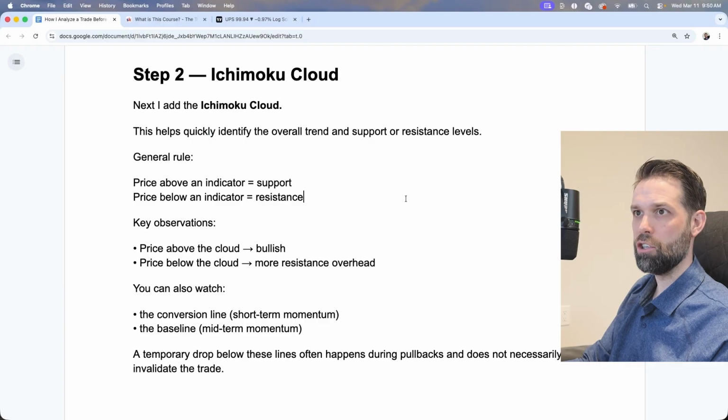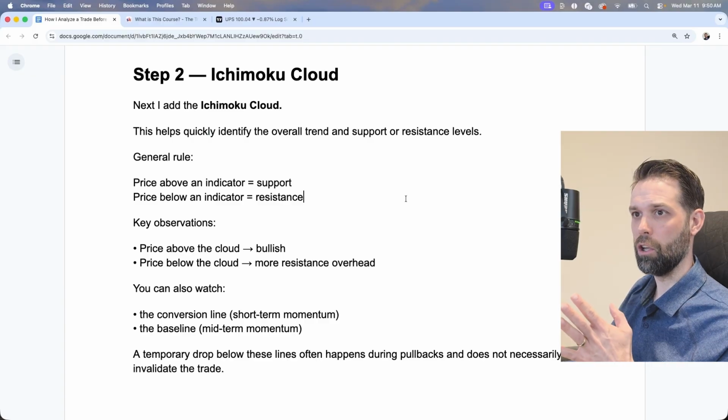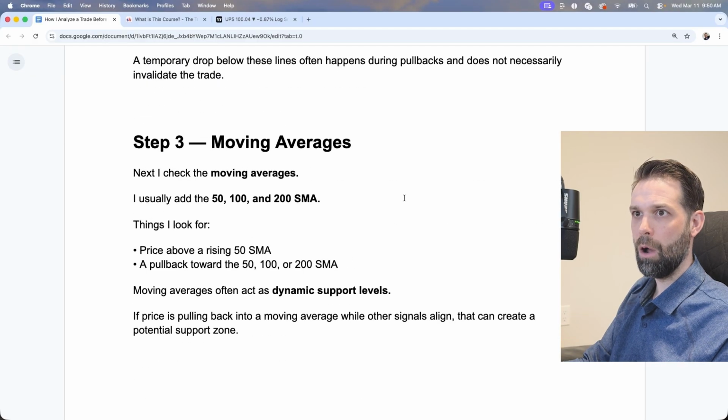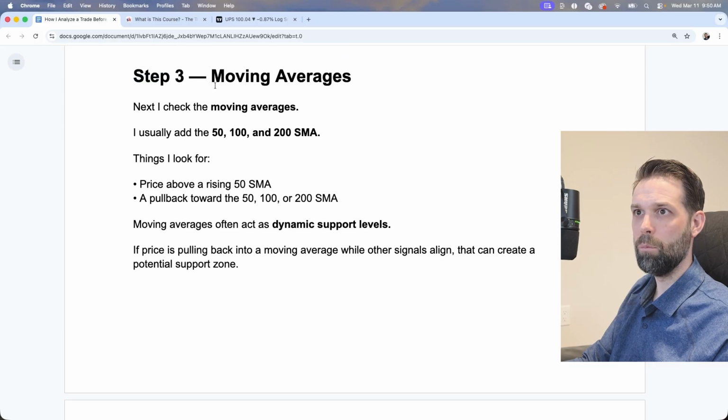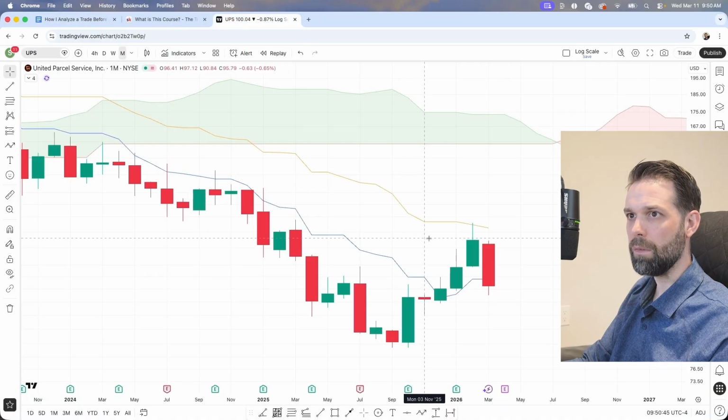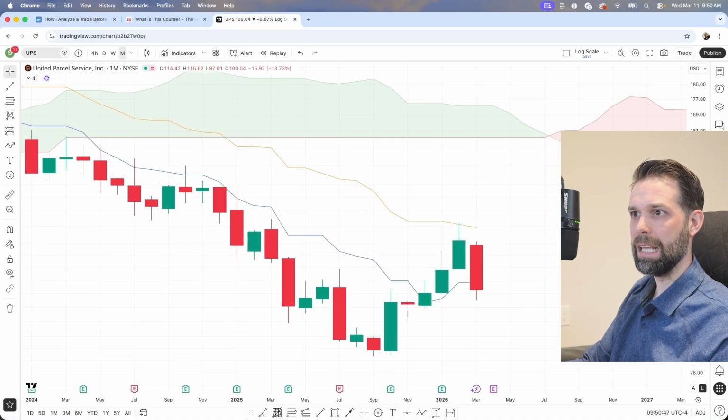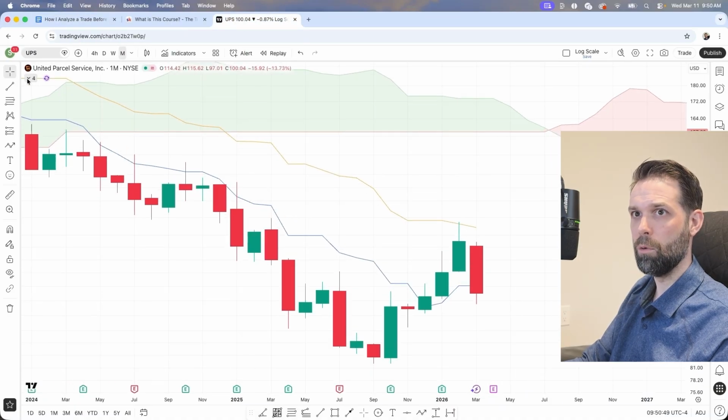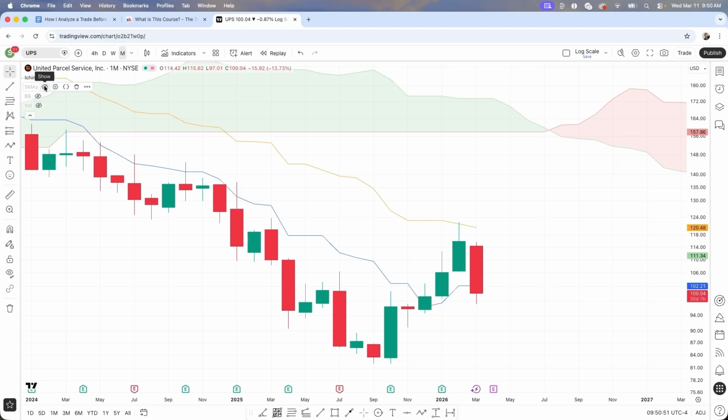So after we check the Ichimoku Cloud and we can see in one quick look whether it's bullish or bearish, we can go and put on some moving averages. So we can put on the 50, the 100, and the 200 moving average. So here we're on the monthly chart. So let's just put on the moving averages on the monthly chart.